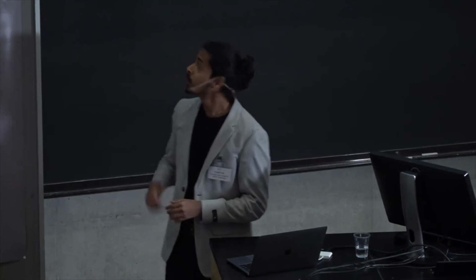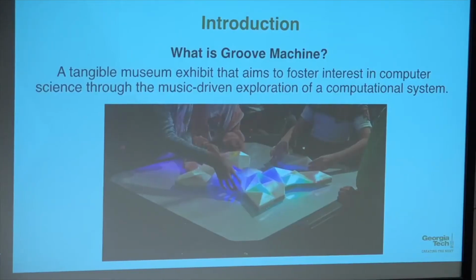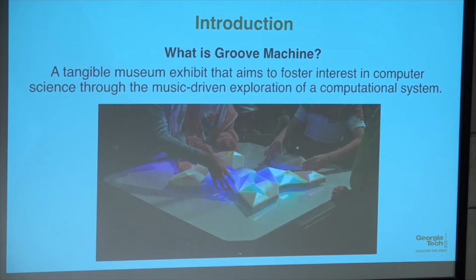So, what is GrooveMachine? GrooveMachine is a tangible museum exhibit that aims to foster interest in computer science through music-driven exploration of a computational system. This is an exhibit aimed at children from ages around 10 to 14. The purpose of this system is to look at computer science not from the point of view of something that you have to do, but rather something that you would want to do.